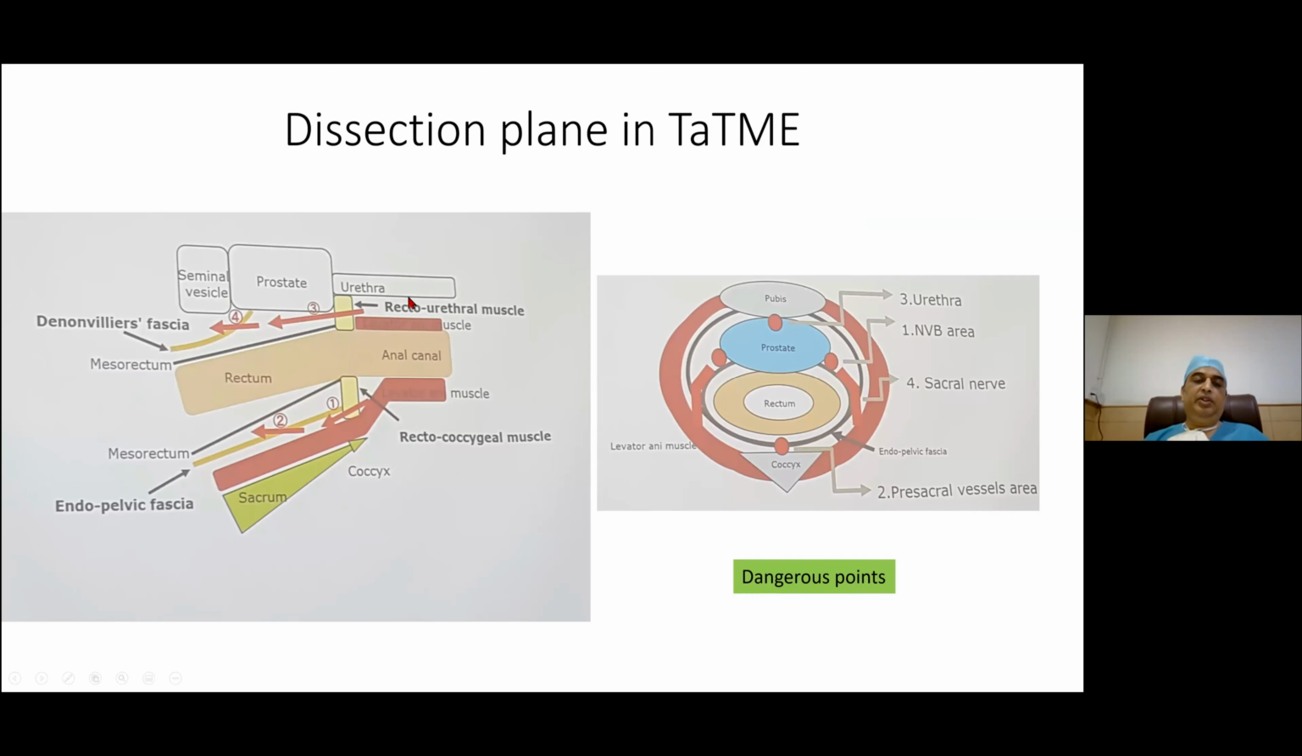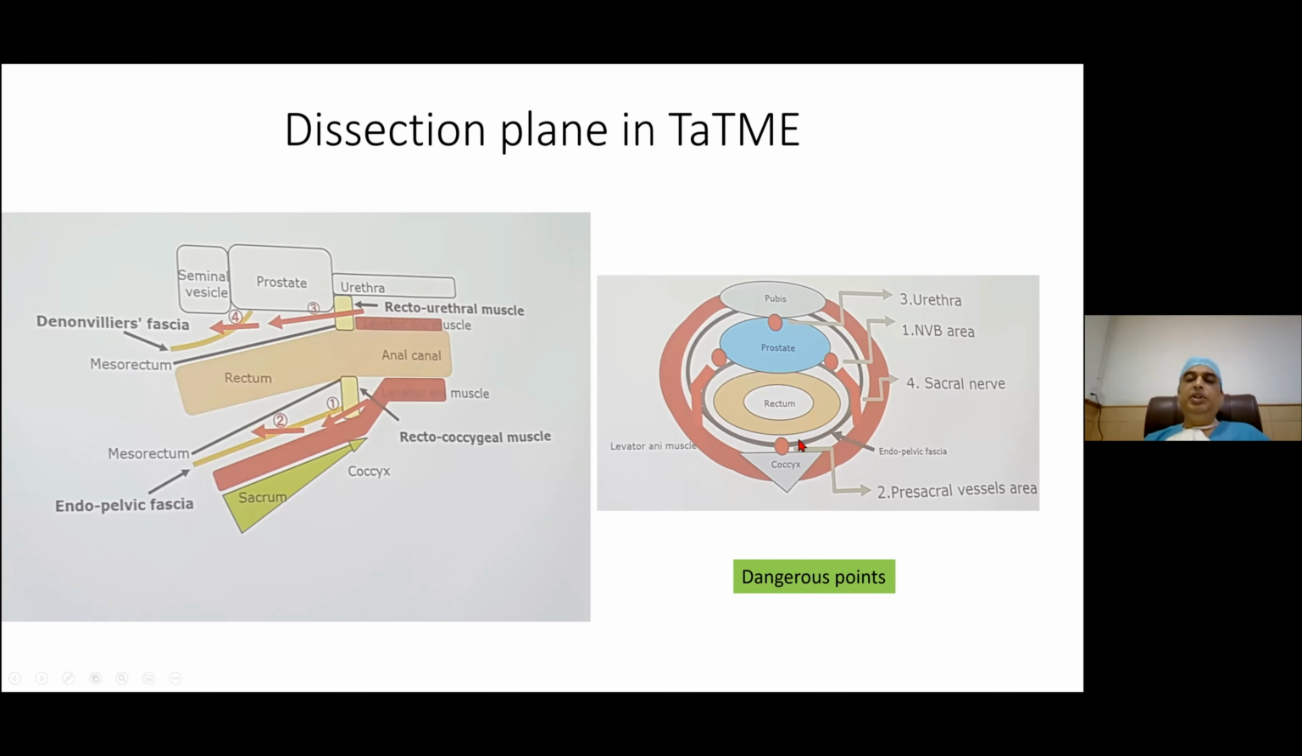Here you start anteriorly, usually one has to start between 11 to 1 o'clock and divide the rectourethralis, go anterior to the rectum and posterior to the prostate. Here you go to the levator ani along the coccyx, along the pelvic floor. So posteriorly it is not a problem. The problem is anteriorly, to avoid the injury to the urethra. And these are the dangerous points.